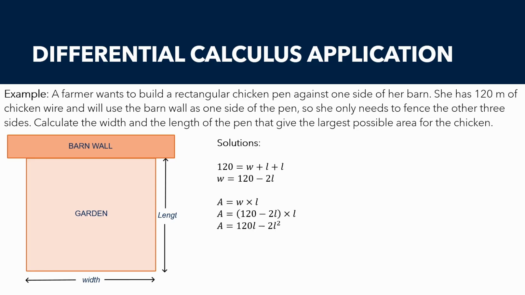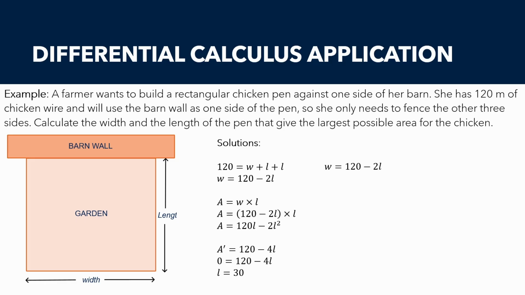As you must have noticed, my area is represented in terms of length. Now, I need to differentiate that function, or find the derivative of that function with respect to the length. And that derivative will equal A prime is equal to 120 minus 4L. Now, equating that to 0 and solving for L, I get 0 is equal to 120 minus 4L, and that will give me an L value of L is equal to 30. And that is my length.